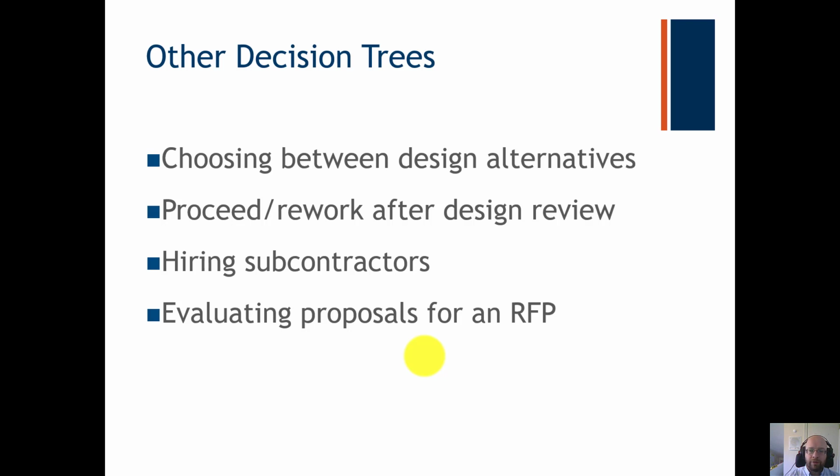There are a lot of other decisions that you might want to make. The more classic ones that you tend to see in systems engineering are choosing between design alternatives, considering the benefits of each and the probability of success, and so on. Hiring contractors, or evaluating proposals for a request for funding proposals that might come out from an agency. This is how they may evaluate the different proposals.